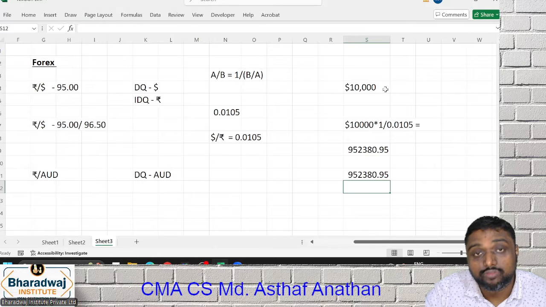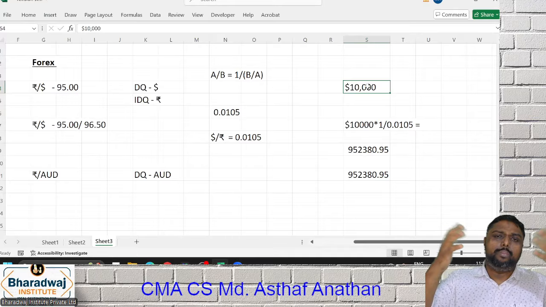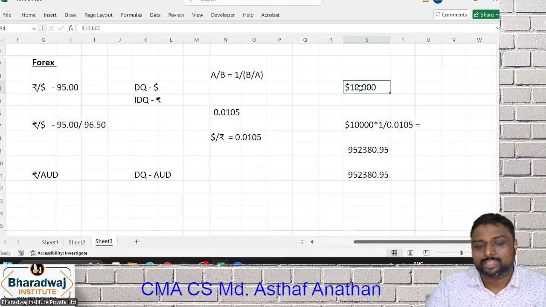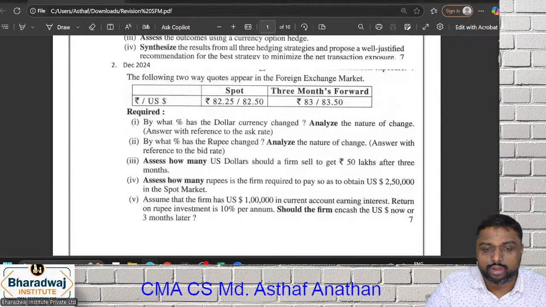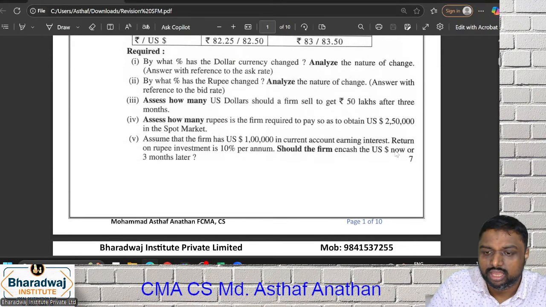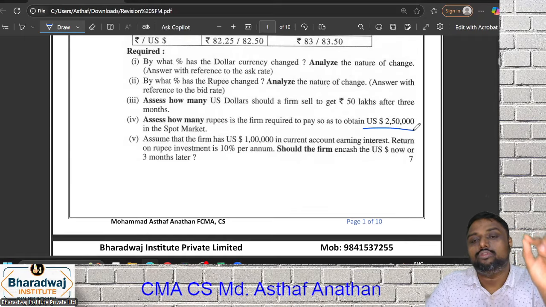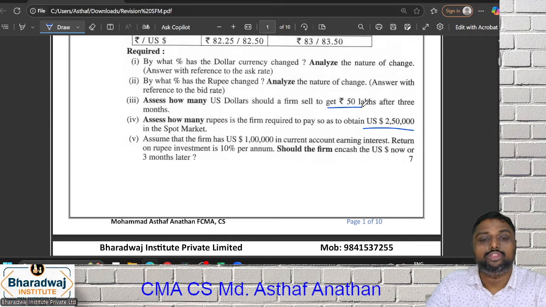Another thing: if you are an exporter and want to receive the payment, whether you are buying or selling, it is not a problem. You only look into this currency, the $10,000, and the expression that is given. In this marathon we are going to do a lot of questions. Here they express US dollar 250, so dollar you have to look into. Here it is rupees, so rupees you have to look into.